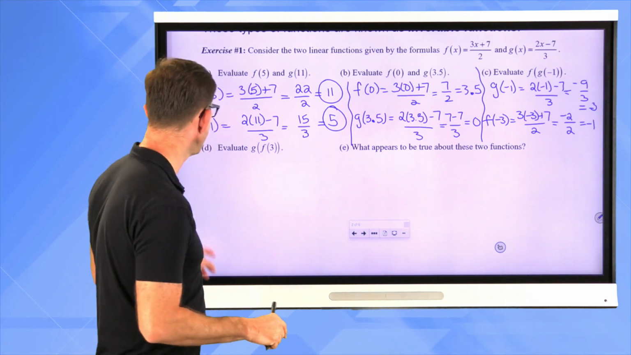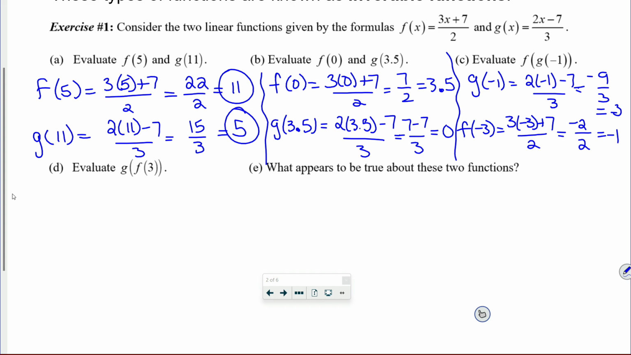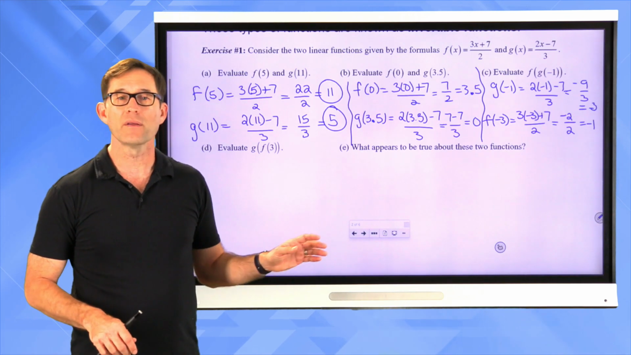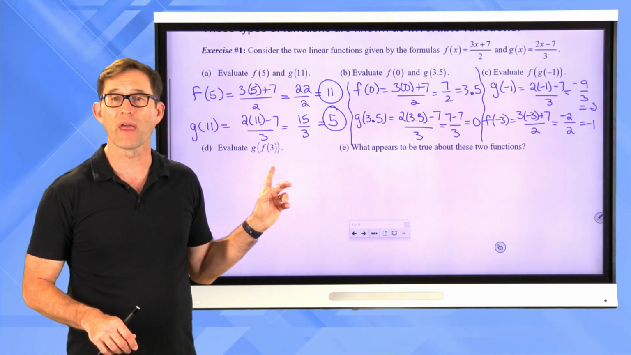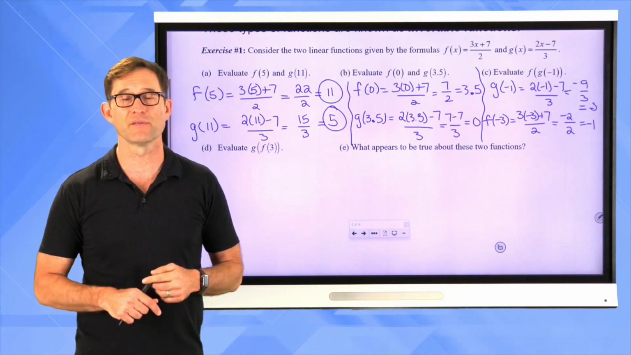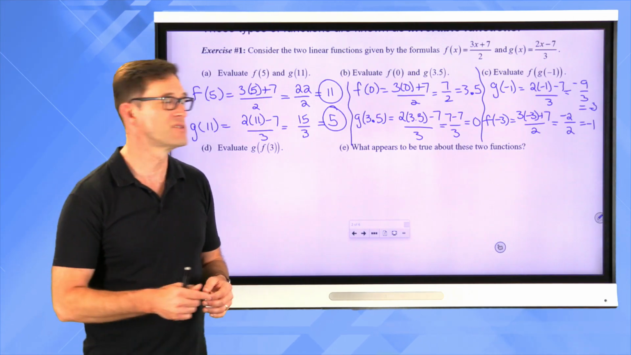All right. How about letter D? Evaluate g of f of 3. At least I've given you a little more space here. Why don't you go ahead, pause the video, start by doing f of 3, get an answer, put that answer into g, and see what you have as the final answer. All right, let's do it.